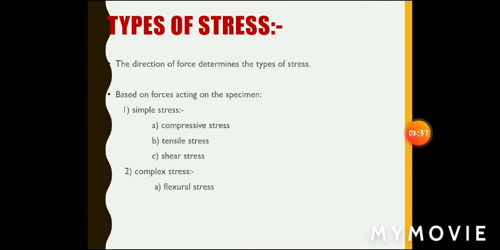Now coming to types of stresses. The direction of force determines the types of stress. Based on the forces acting on the specimen, it can be a simple stress such as a compressive, tensile or shear stress, or it can be a complex stress where there is a union of two or more forces.